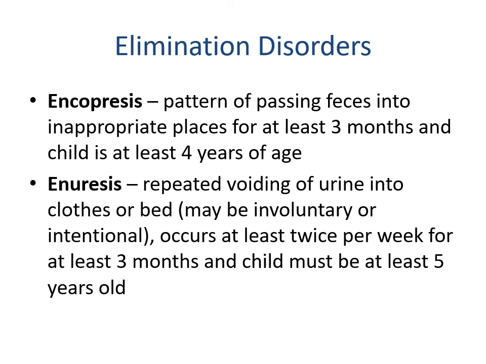Elimination disorders. So this is a little bit of a different category, but we have encopresis, a pattern of passing feces in inappropriate places for at least 3 months in a child that is at least 4 years of age, and enuresis, repeated voiding of urine into the clothes or bed, which may be involuntary or intentional, occurring at least twice per week for at least 3 months, and the child must be at least 5 years old.